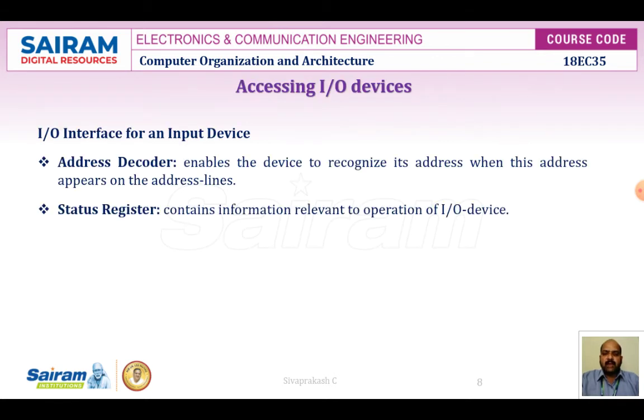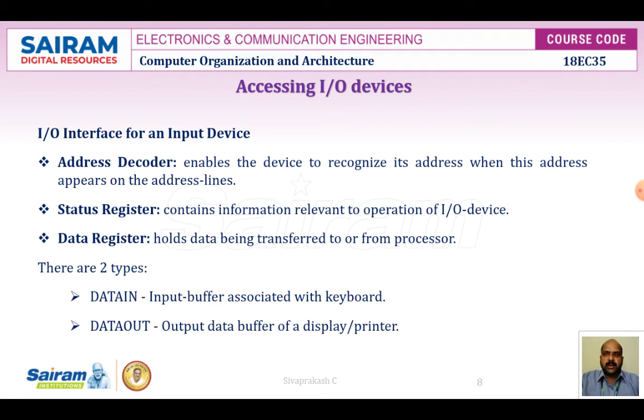What actually the IO devices are going to do, we have come across over there: data in and data out, the two important buffers which are placed over there. Data in is nothing but an input buffer associated with the keyboard, and data out is nothing but the buffer associated with the display or a printer, an output device used over there. In such a way these IO devices access the data from input to processor, and from processor to output.